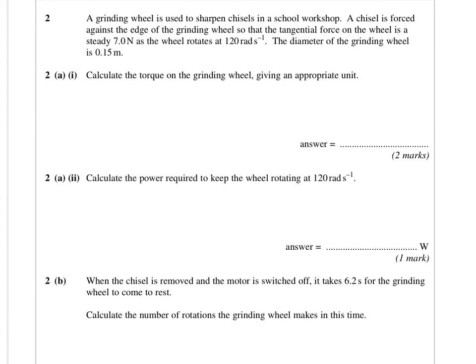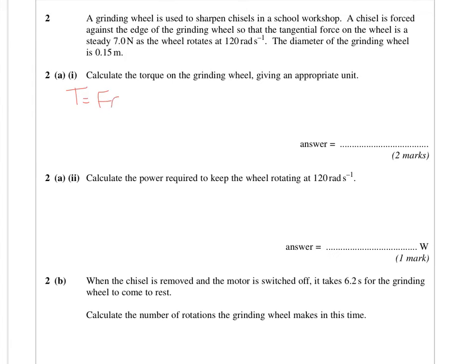Okay, so a grinding wheel is used to sharpen chisels in a school workshop. The chisel is forced against the edge of a grinding wheel so that the tangential force on the wheel is 7.0 newtons as the wheel rotates at 120 radians per second. The diameter of the grinding wheel is 0.15 meters. Calculate the torque.